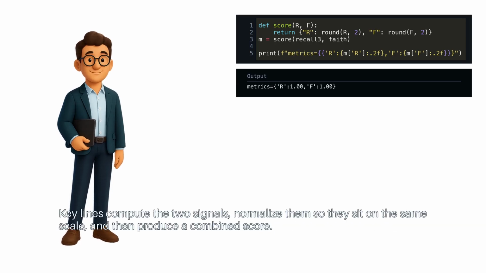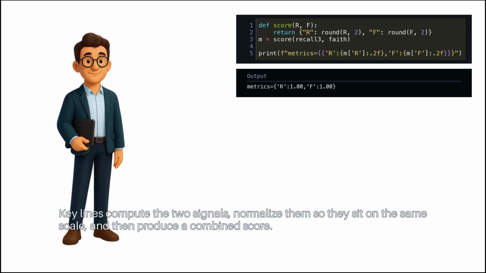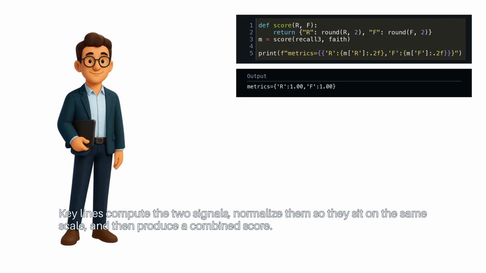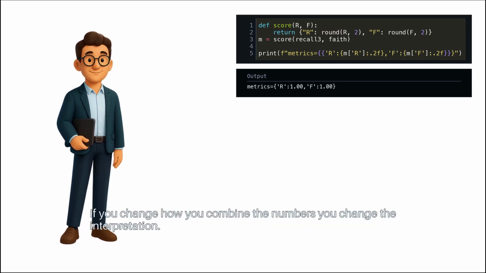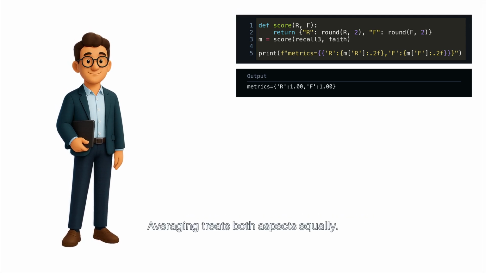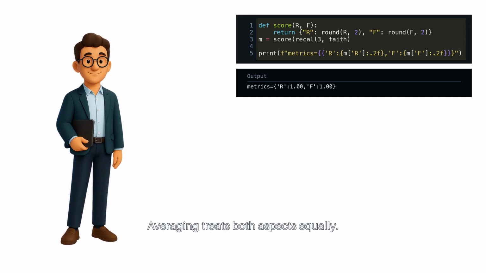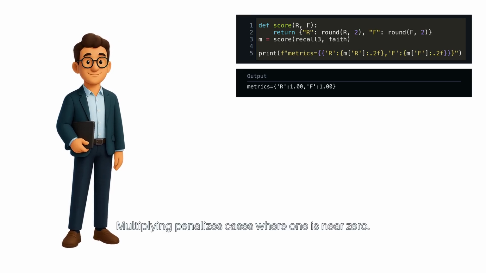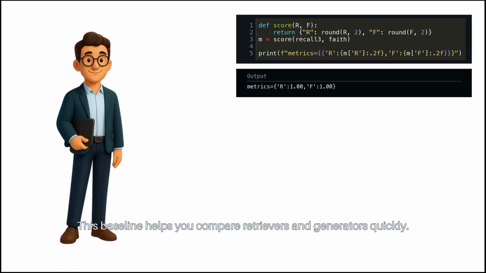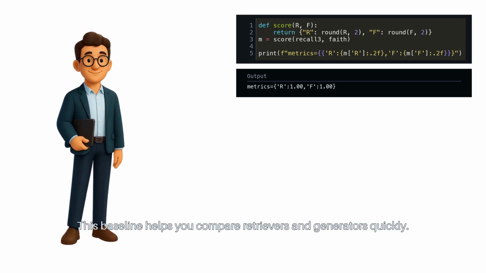Key lines compute the 2 signals, normalize them so they sit on the same scale, and then produce a combined score. If you change how you combine the numbers, you change the interpretation. Averaging treats both aspects equally. Multiplying penalizes cases where 1 is near 0. This baseline helps you compare retrievers and generators quickly.